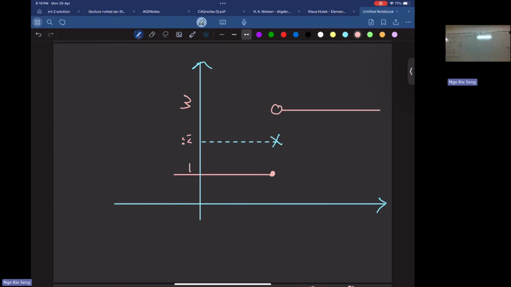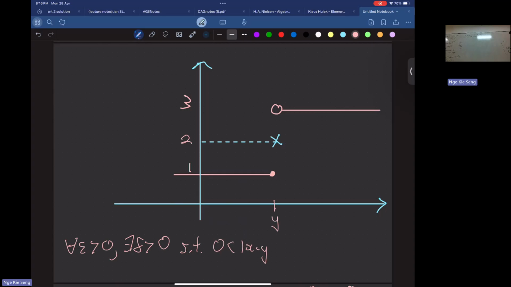And this middle point here is actually 2. Okay, so is it still true that for every epsilon greater than 0, there exists a delta greater than 0, such that if, let's say this point is called y, such that if |x minus y| is less than delta, then |f(x) minus 2| is less than epsilon? Is it still true or not?